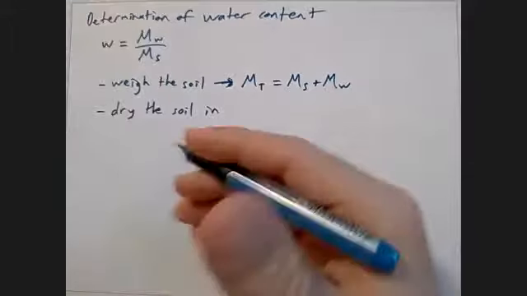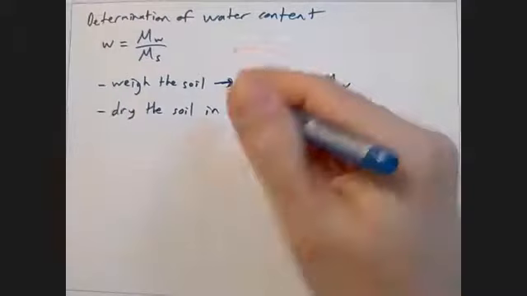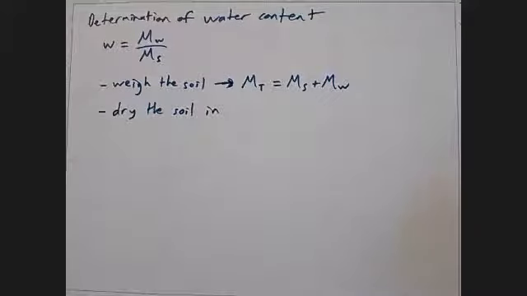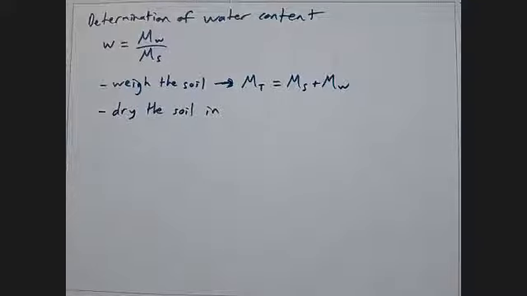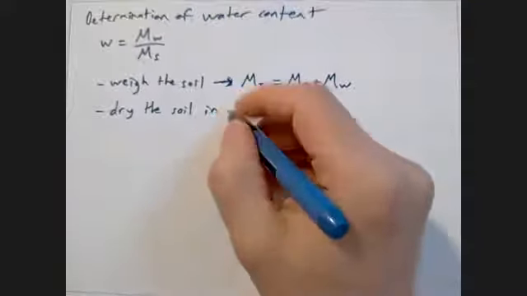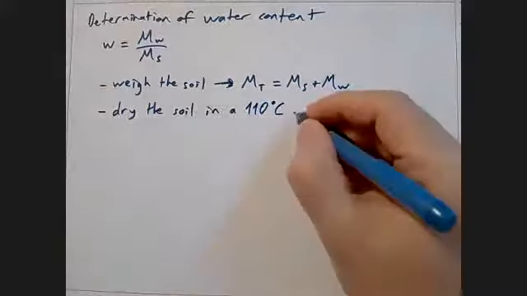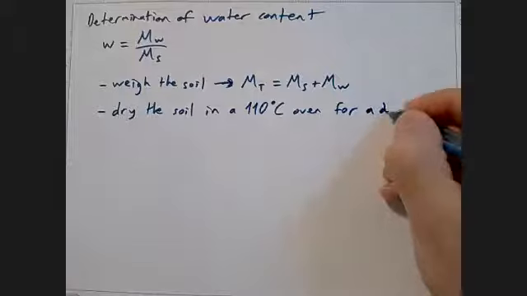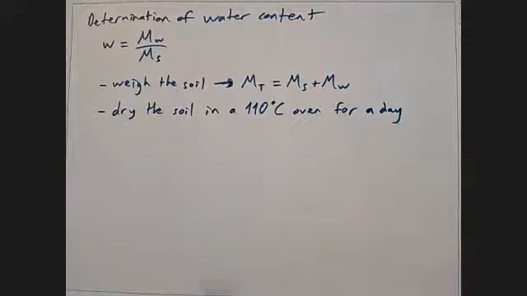And you can't just leave it open in the air to dry, because then it won't dry completely. There is humidity in the air. It is going to come to a balance of humidity, but it won't be absolutely dry. You can't throw it into a pizza oven or something like that, because then you might cause some chemical changes. If you have some organics, you might burn them, etc. So the standard way of doing this is to dry the soil in a 110 degrees Celsius oven for a day. So it's not a very hot oven, but you keep your soil for a long time in it.